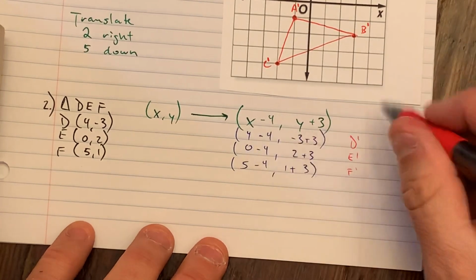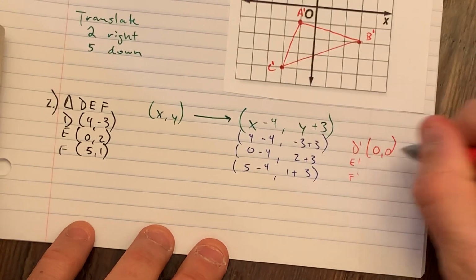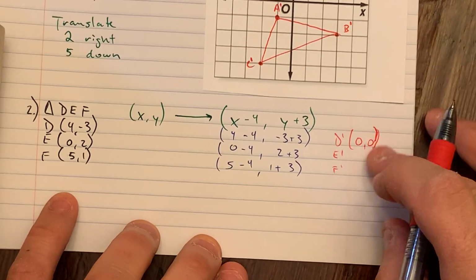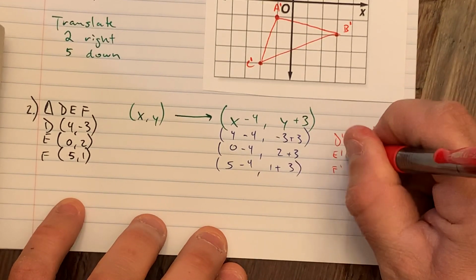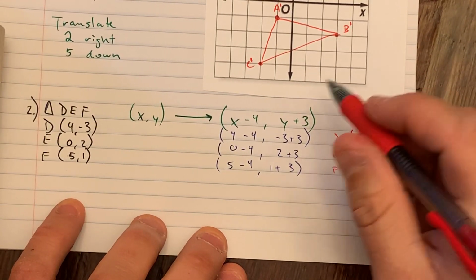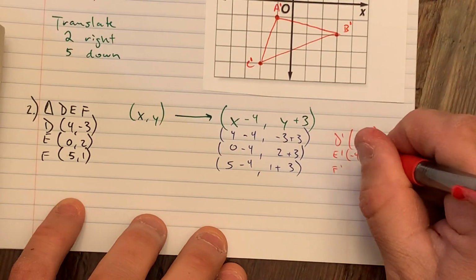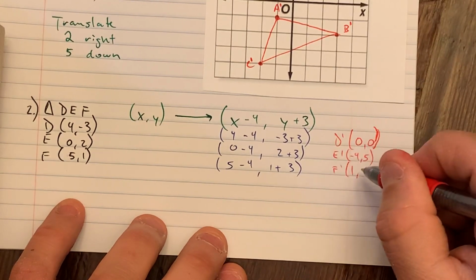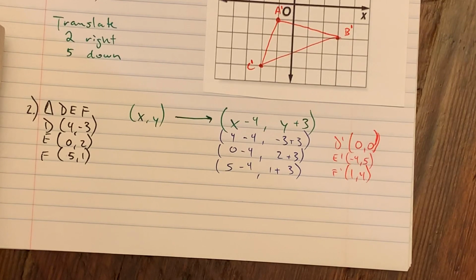So 4 minus 4 is 0. -3 plus 3 is 0, so (0, 0). 0 minus 4 is -4. I forgot my little parentheses there. 2 plus 3 is 5, so -4, 5. 5 minus 4 is 1. 1 plus 3 is 4. So that's another way in which I can find all of these points.